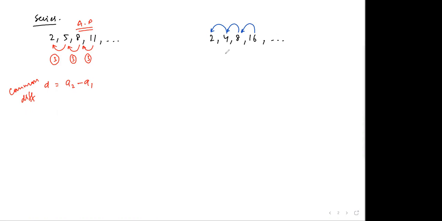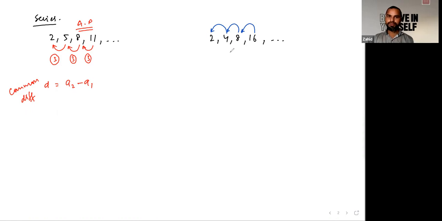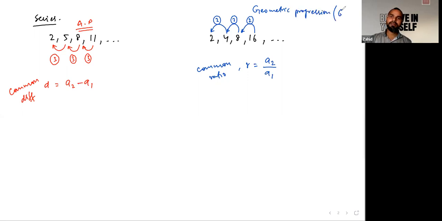Yes, sir. Now take the other part, that is the common ratio between any two pair. If you take 4 divided by 2, it gives you 2. 8 divided by 4 is 2. 16 divided by 8 is 2. So here, the common ratio between any two numbers is constant. So we can say the common ratio, which is represented by R, is equal to A2 by A1. If a sequence of numbers is arranged on the basis of a common ratio, we call it a geometric progression, or simply GP.